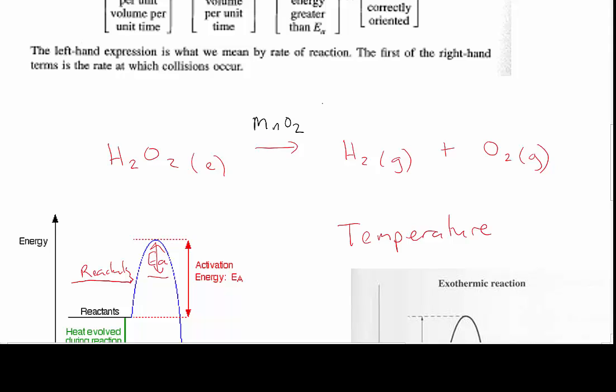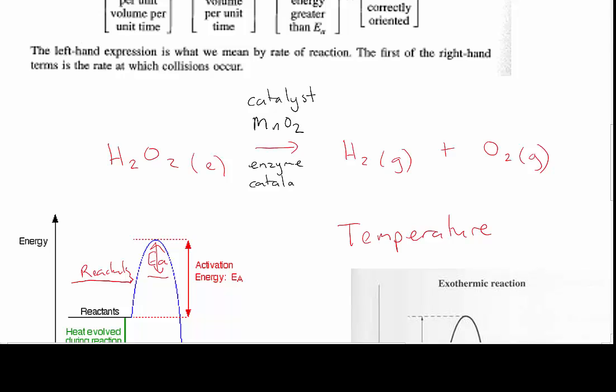So what do we use in chemistry? For this reaction, we use manganese dioxide. It provides an alternative surface for the reaction to occur, but it's not used up in the reaction, and it's also not affected by temperature, unlike enzyme catalysts.